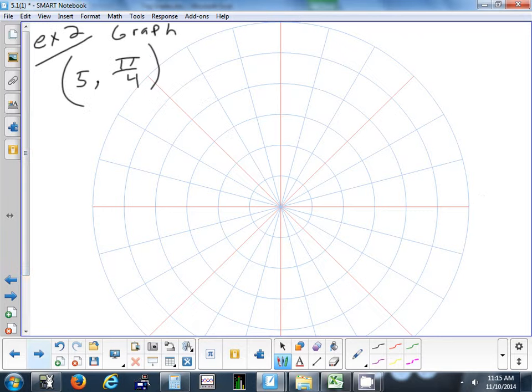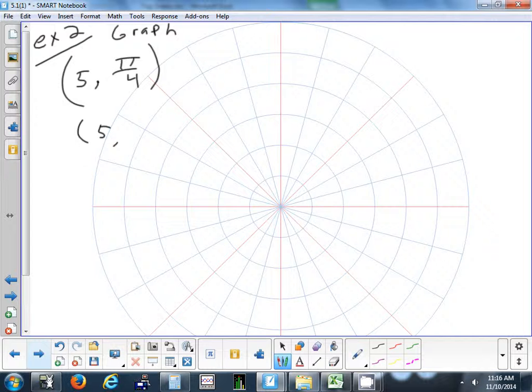Right, let's try 5, pi over 4. Zach, pi over 4, what's the units on that? I don't remember. Well, what are your 2 choices for angular measurement? What are the units we measure in? Degrees and radians? Degrees or radians, yep. And pi over 4 doesn't have a degree symbol on it, so it's a radian.